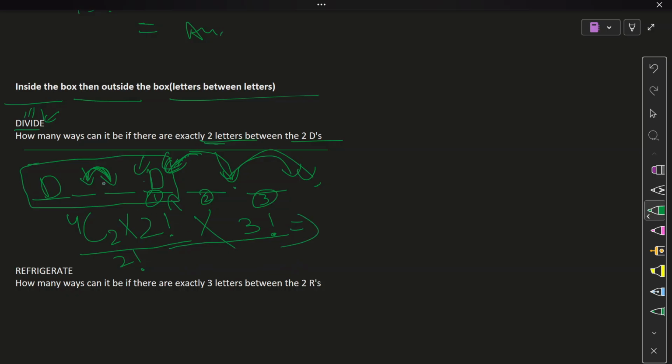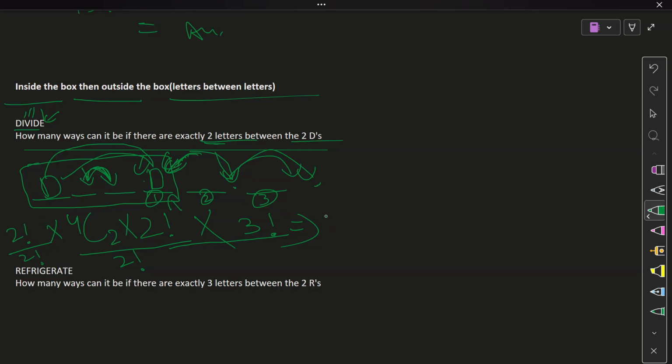Simple as hell. And by the way, someone can tell me why I did not move these 2 D's? Because if I did move them around, I would simply again divide by 2 factorial, because that movement will not give me a different arrangement, right? They're the same thing. So I just did not write it, but you can if you want to.